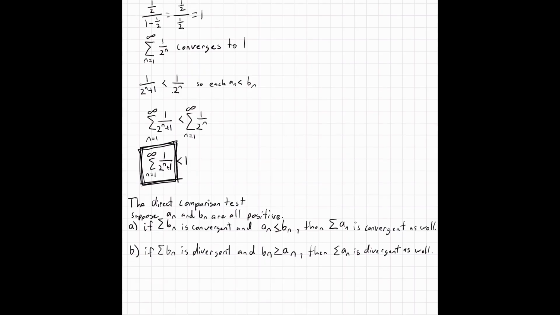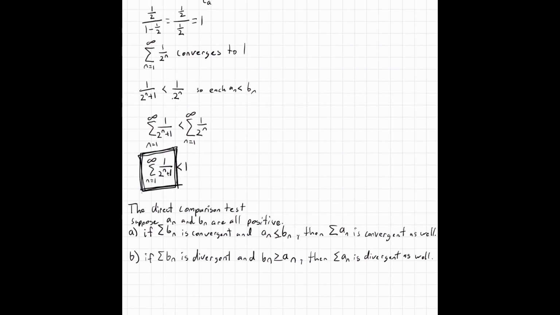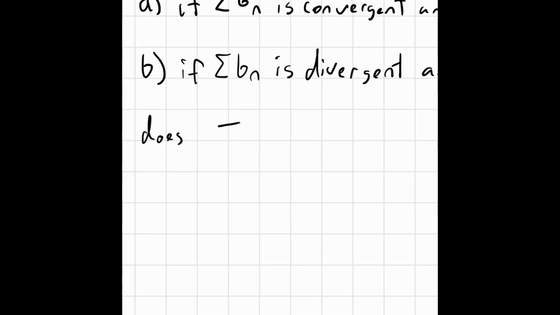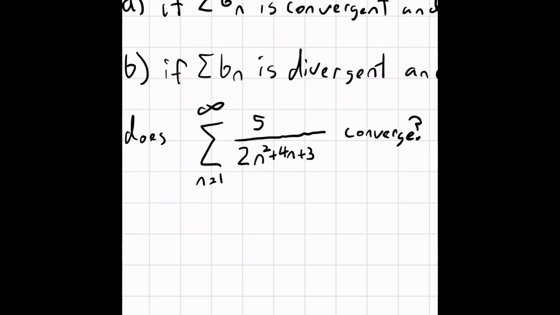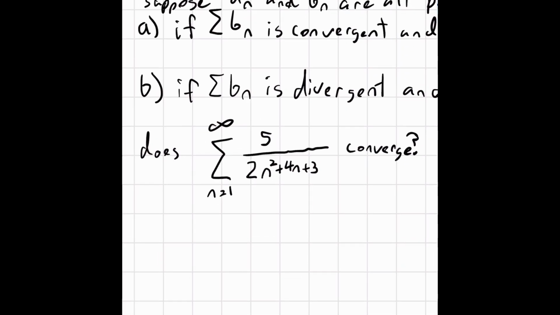So we can ask the question, I'll zoom in to look at this, does something like 5 over 2 to the n squared plus 4n plus 3 converge? Well, this problem looks a little messy. Do we want to use the integral test exactly on this as it's written? Probably not.